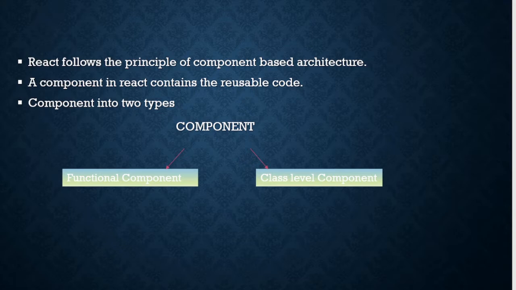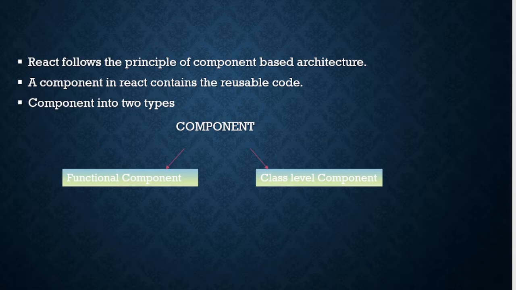These components are of two types: the functional component and the class level component. The class level component is also called a stateful component, and the functional component is also called a stateless component. Why do we say stateless and stateful? Because the class level component contains its own state. We will see in the code how the state is used in class level components. In a functional component there is no own state.